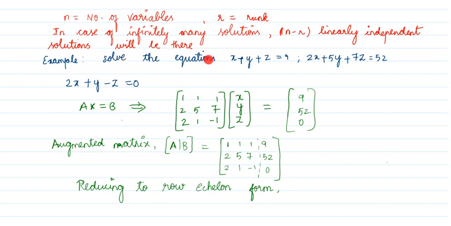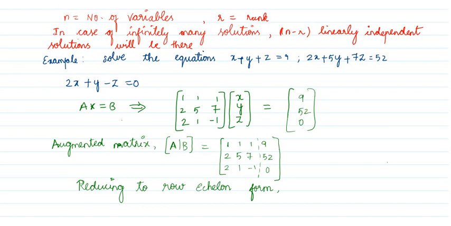So, solve the equations they have given. First, you have to write them in the format Ax equal to b, that is, in matrix form. The coefficients of the equations for x, y and z: first row 1, 1, 1; second row 2, 5, 7; third row 2, 1, minus 1; into x, y, z is equal to 9, 52, 0.